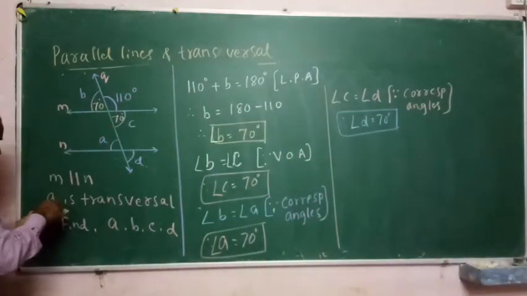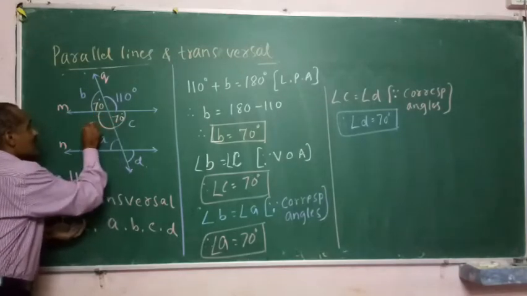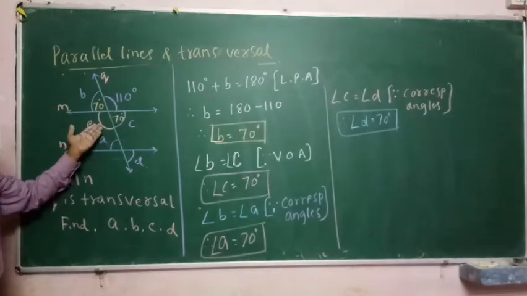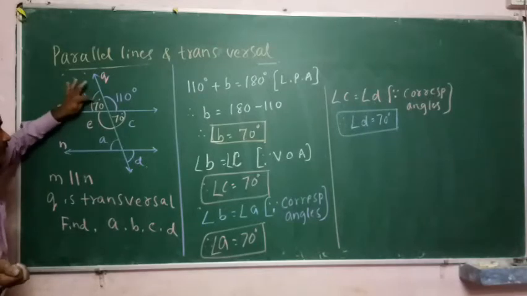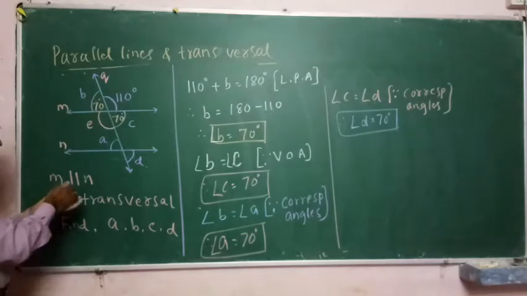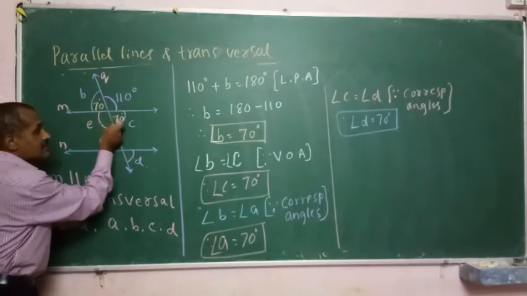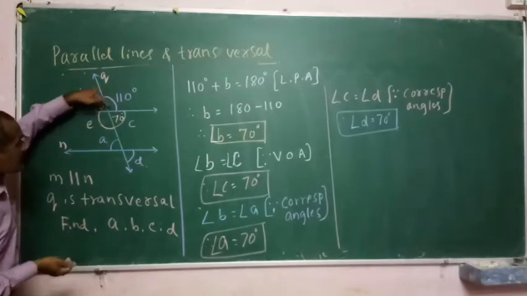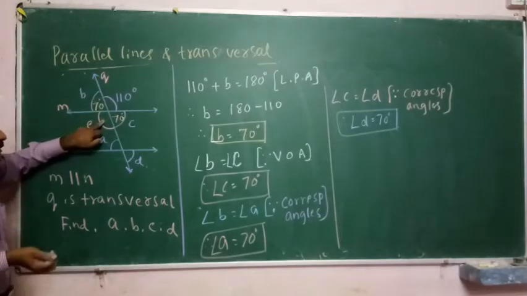But children, by chance, if I ask you to find this angle, and if I mark this as E, there are plenty of ways to solve this problem. Take these two. Sum of these two is equal to 180, linear pair axiom. So when this is 70, this is 110. You can take these two. Sum is 180, linear pair axiom, and this is 70, so this is 110. You can take these two angles, equal because of vertically opposite angles, and this is 110. This is also 110. See, there are plenty of ways.